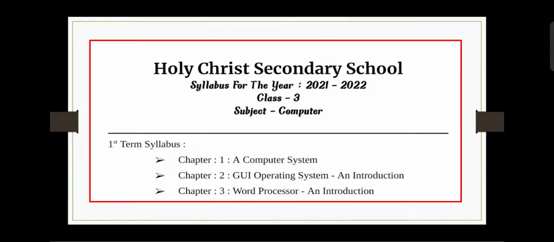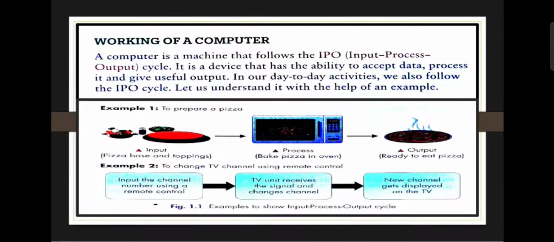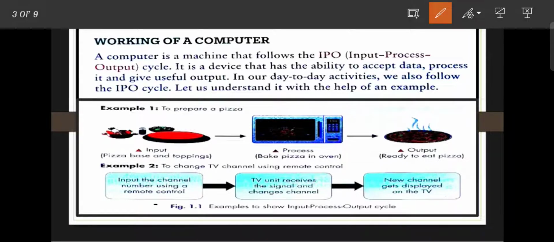Now move on to the topic. So first topic is working of a computer. How does a computer work? We all know that computer is an electronic machine, and the computer follows IPO cycle. IPO cycle means input, process and output cycle.